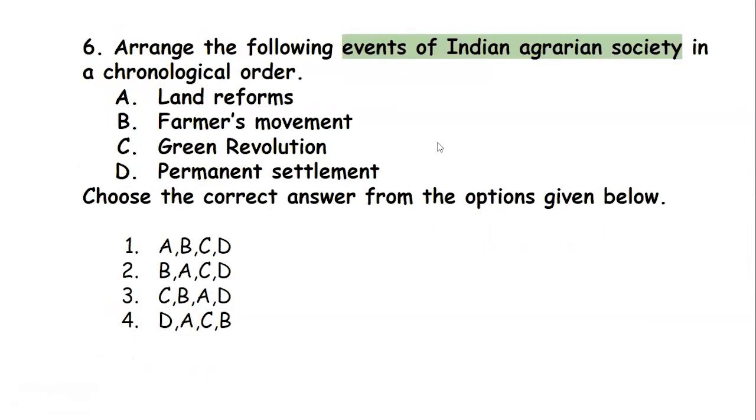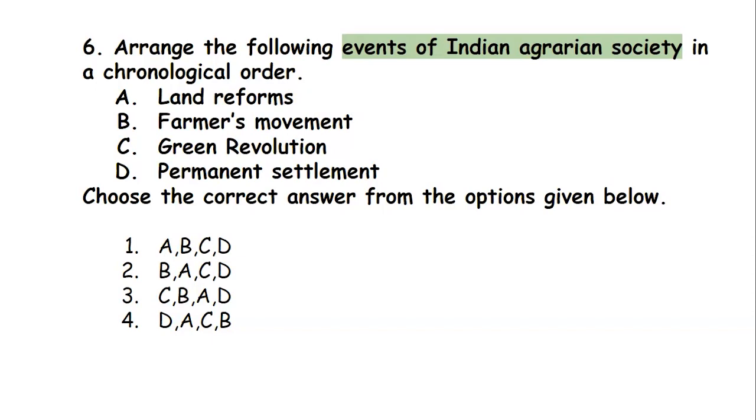Question number 6. Arrange the following events of Indian agrarian society in chronological order. So these are some of the events that happened in Indian agrarian society, and we have to arrange them in chronological order. Before talking about the question, just look at the question structure. Questions like this are often asked nowadays in UGC NET, which I have already told you.